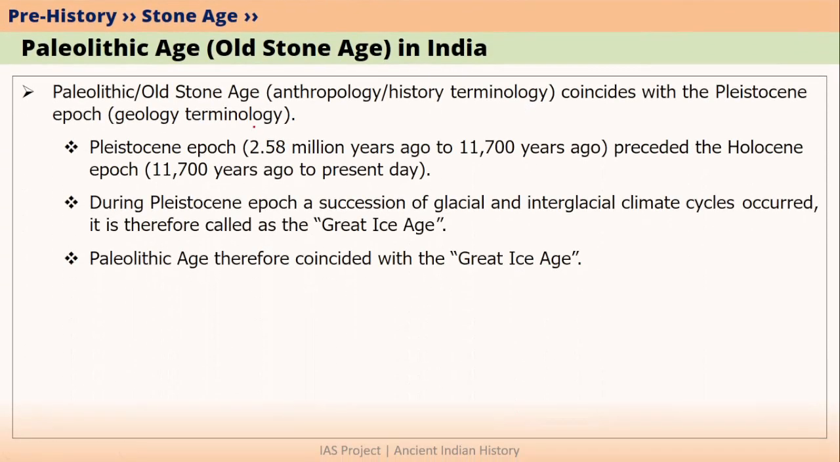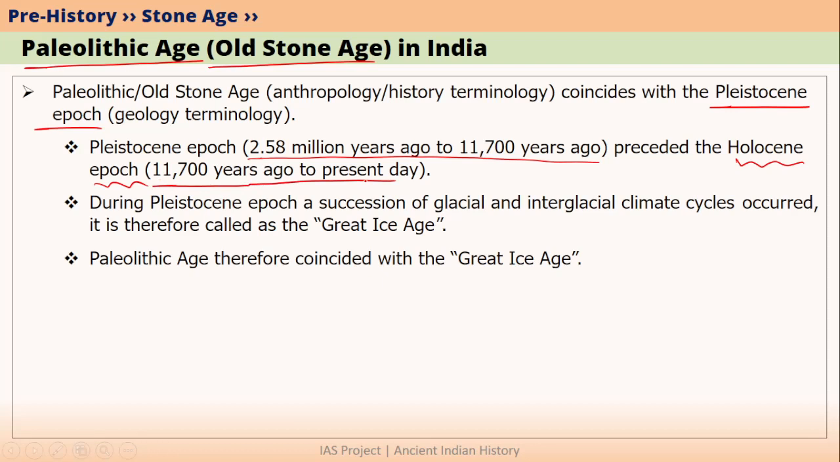Let's talk about the first part of Stone Age, that is Paleolithic Age, which is also called Old Stone Age or Early Stone Age. Paleolithic Age basically coincides with the Pleistocene epoch. Pleistocene epoch was somewhere around 2.6 million years ago to 12,000 years ago. And Pleistocene epoch is succeeded by Holocene epoch. Therefore, Holocene epoch is the latest epoch and it started 11,700 years ago, and it is even continuing till the present day. So whatever the present year is, it simply belongs to Holocene epoch.